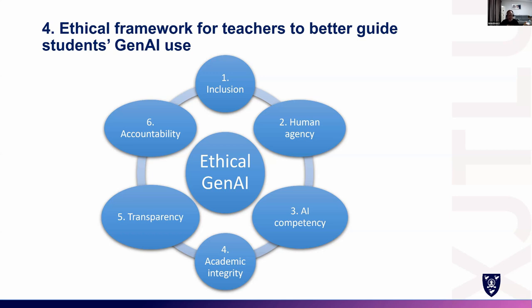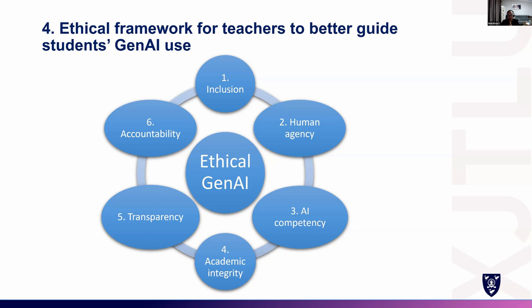The second one is human agency. By this, we mean that teachers need to work together to guide students in a way that they can use generative AI in a more ethical way. We can try to prevent generative AI from damaging their key cognitive skills, such as critical thinking and problem solving. By this, teachers need to redesign the learning materials and also assessments.